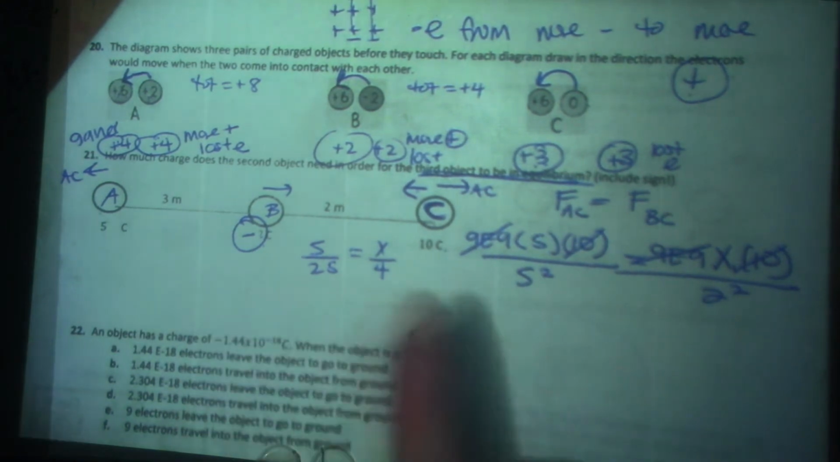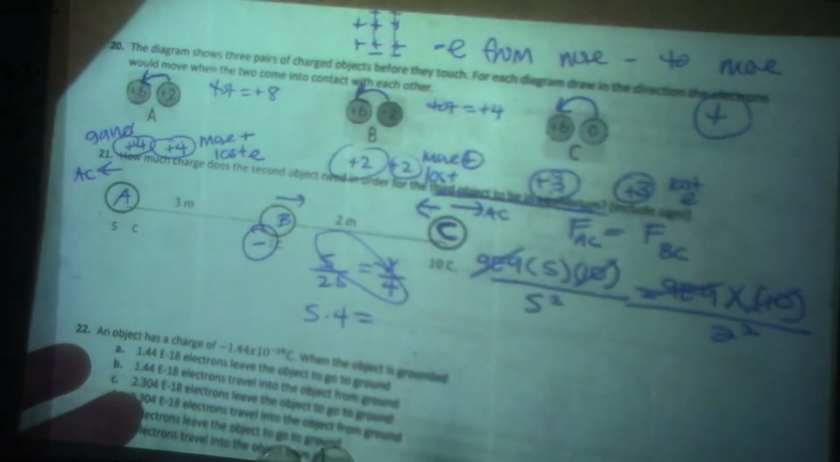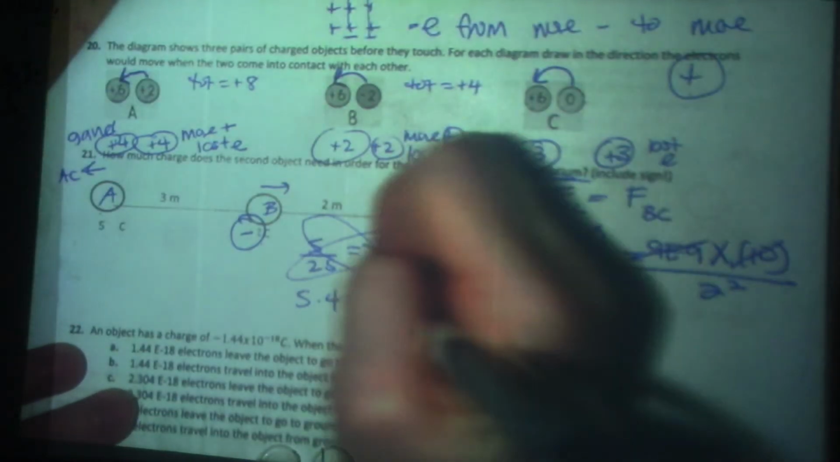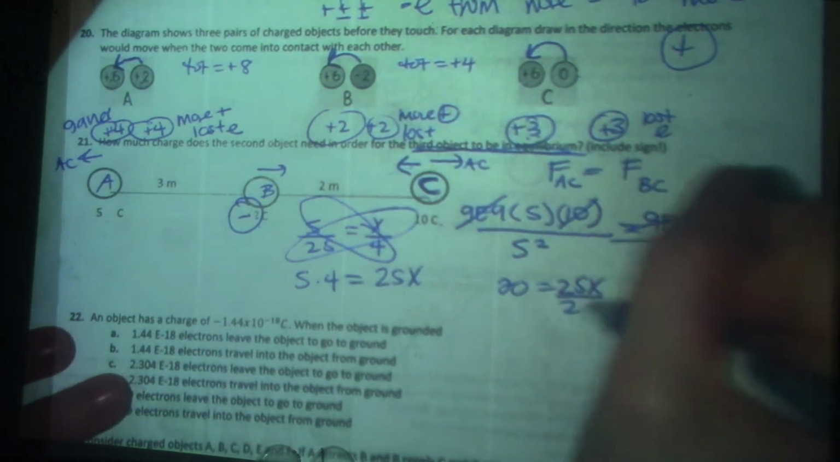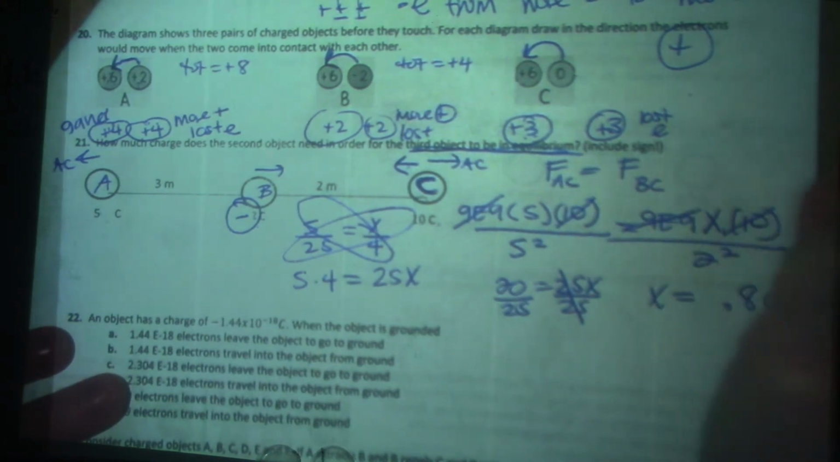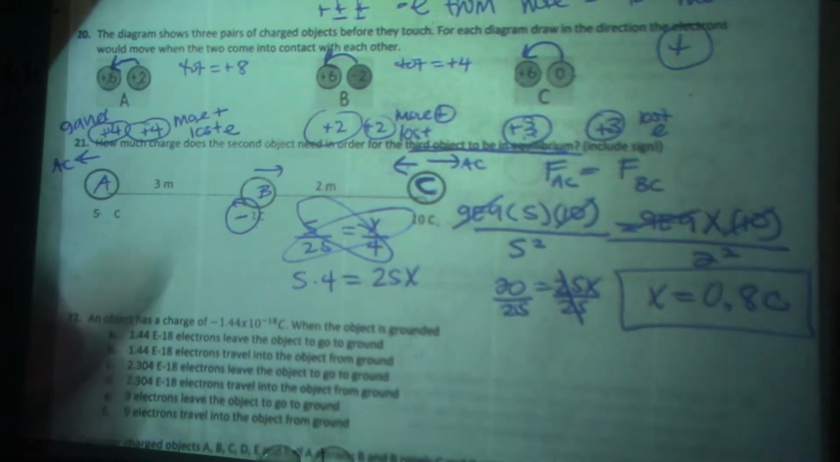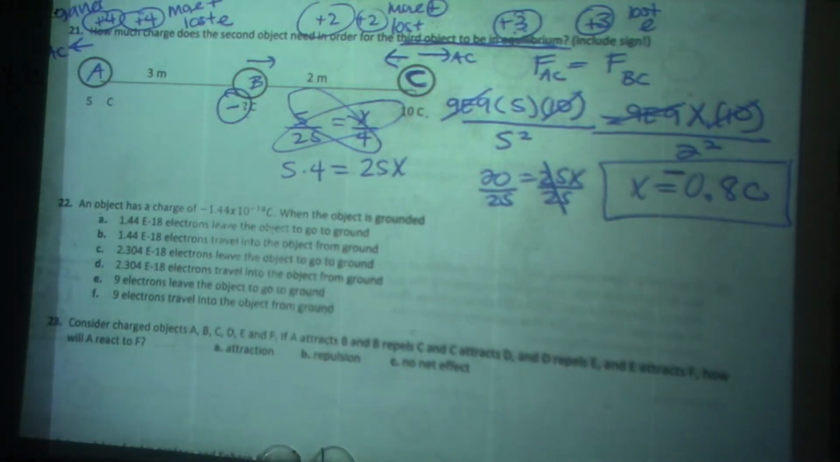And now we can just cross multiply to get the X by itself. So when you cross multiply, it's saying these 2 multiplied by each other. So 5 times 4 equals these 2 multiplied by each other, 25x. 5 times 4 is 20 equals 25x. To get x by itself, you divide by the 25. And that's going to give me that x is 0.8 coulombs. And then we already decided that it needs to be negative, so just remember to go back and put the negative in there.